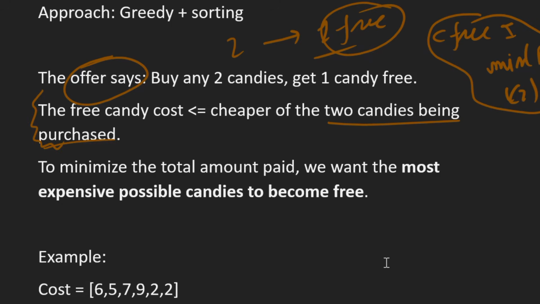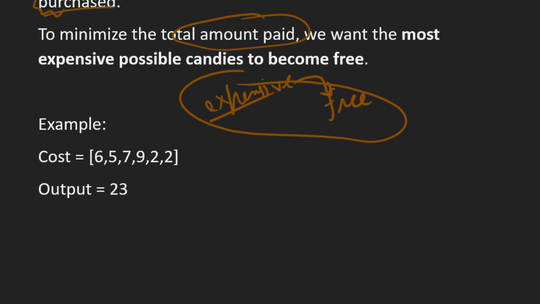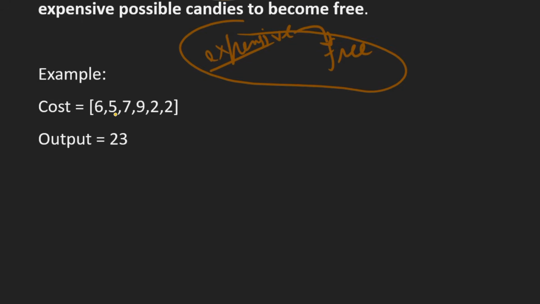And now we need to minimize the total amount that we will pay. For that, what we want is to get the expensive candies as free. Then our cost will be minimized, right? If you see the example, which are the expensive candies? If we sort the array: 2, 2, 5, 6, 7, 9. These are the expensive candies, 9, 7, 6, 5.